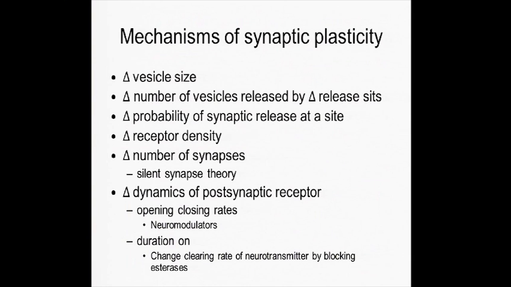So we could change the vesicle size. That doesn't really happen much. We could change the number of vesicles by changing the number of release sites. We can change the probability of synaptic release at its site, making it more likely for a given amount of calcium to release a vesicle. We could change the density, the number of synapses.